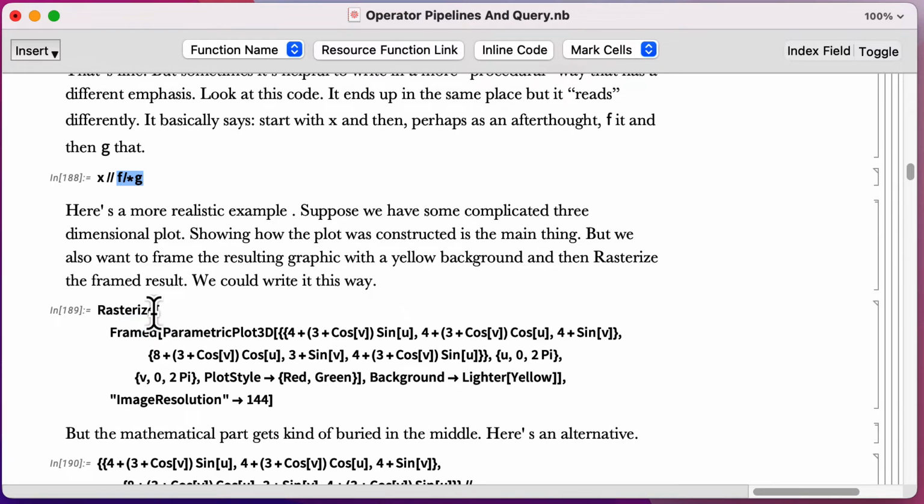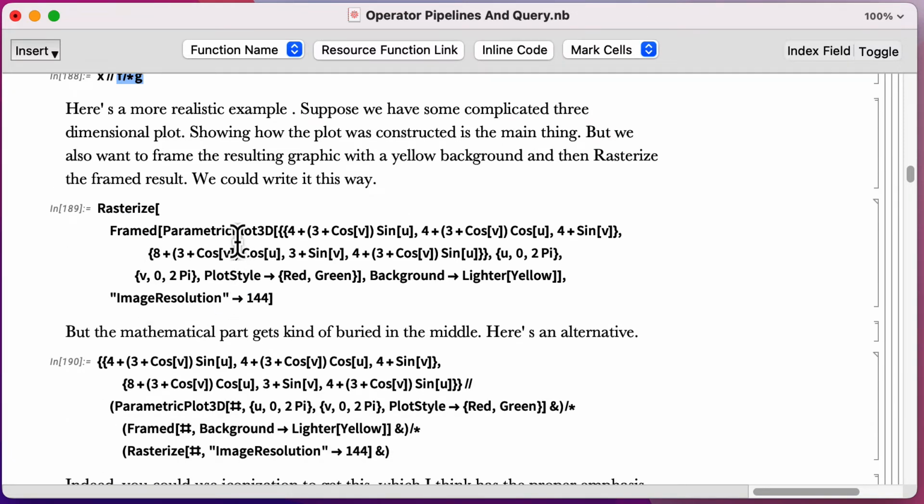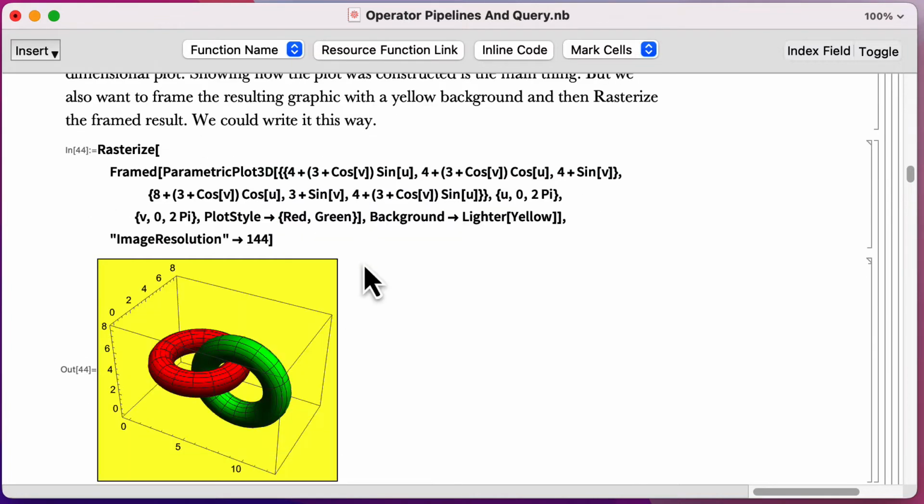Here's another example that I think might be helpful. Here I've got these complicated expressions. I want to make a parametric plot of them in 3D with various options, and then I want to frame it with the frame being light yellow, and then I want to rasterize that, meaning make sort of a pixelated picture of it with a certain resolution. But that's awfully difficult to read, I think, and maybe what I want to emphasize is what's going on with these expressions. So here's how we could rewrite this. Here's the output, by the way.